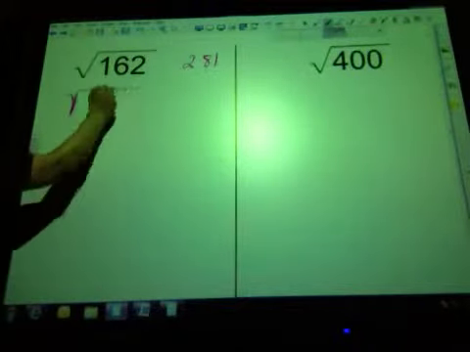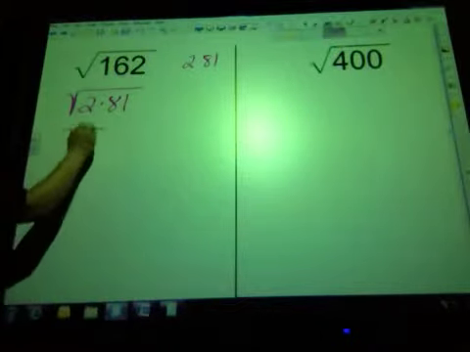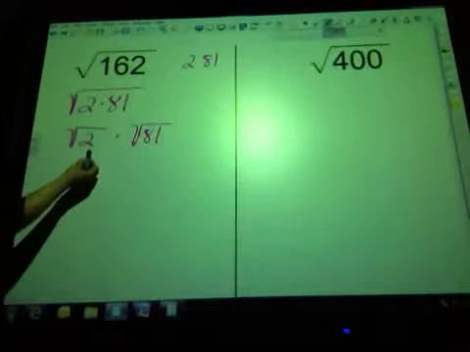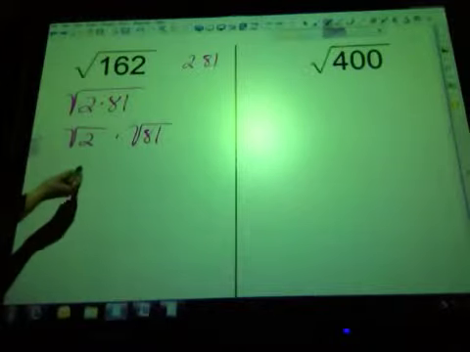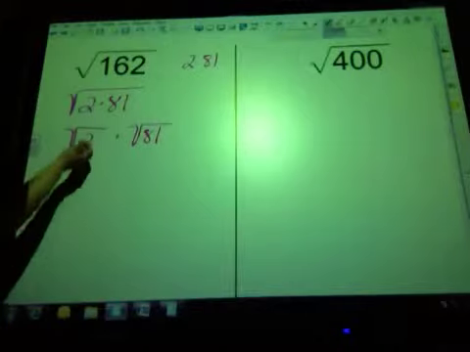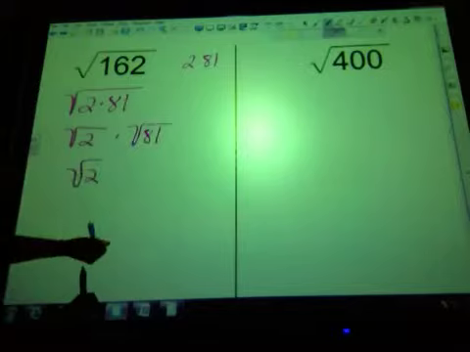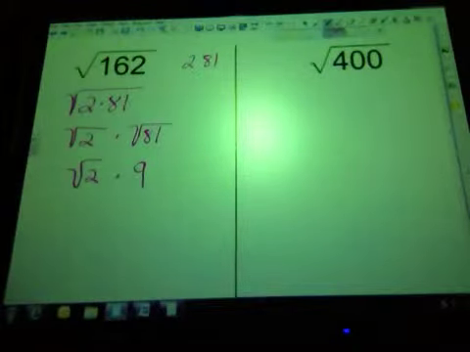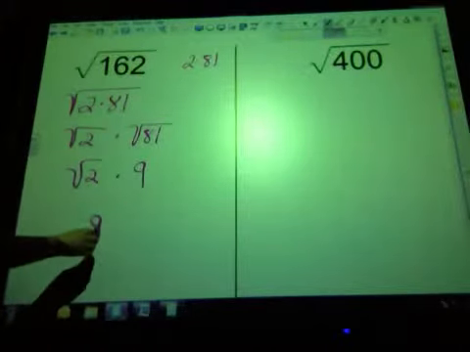I'm going to break this apart into 2 times the square root of 81. Then I'm going to do square root of 2 times square root of 81. I can't break square root of 2 down anymore because 2 is a prime number. Nothing goes into it. Nothing multiplies by itself to give you 2. So I'm going to leave this as square root of 2. And then over here, square root of 81 is 9. So I'll change this to 9. So I have square root of 2 times 9. When we write this in simplest form, we always write the number that's not underneath the square root.